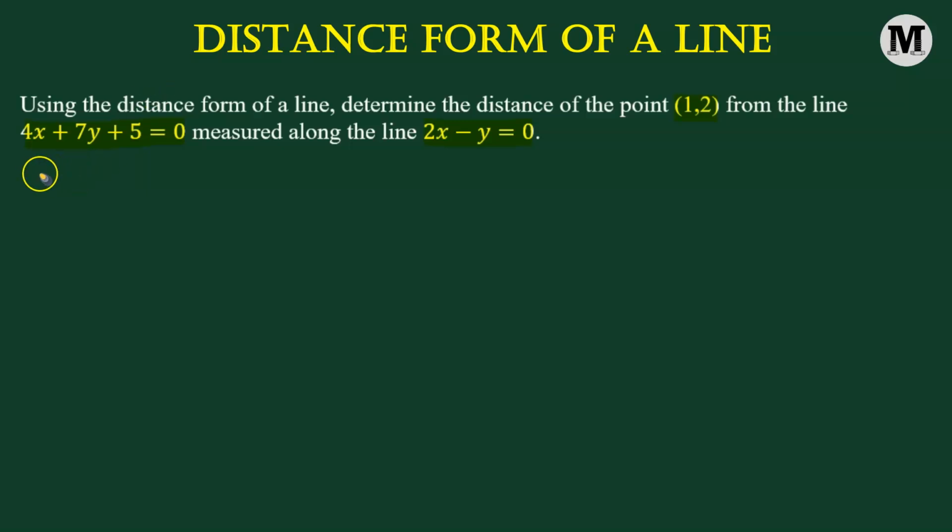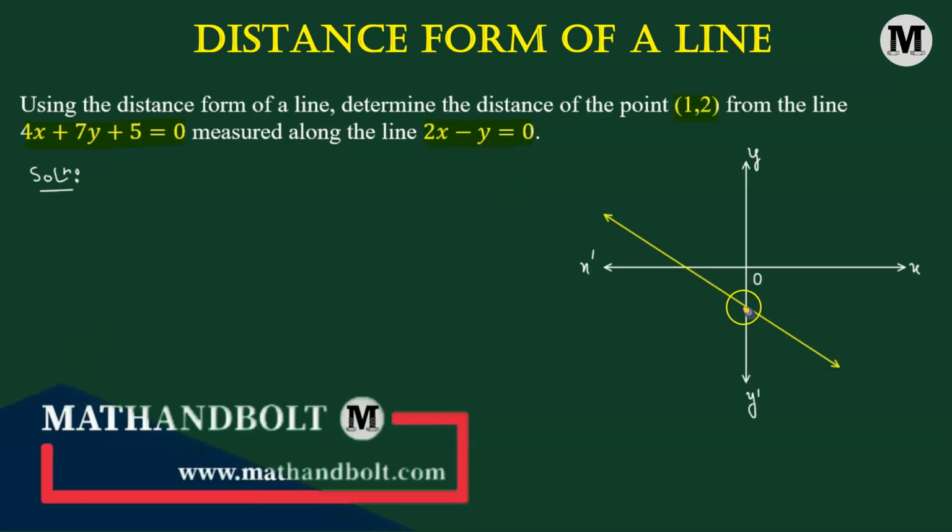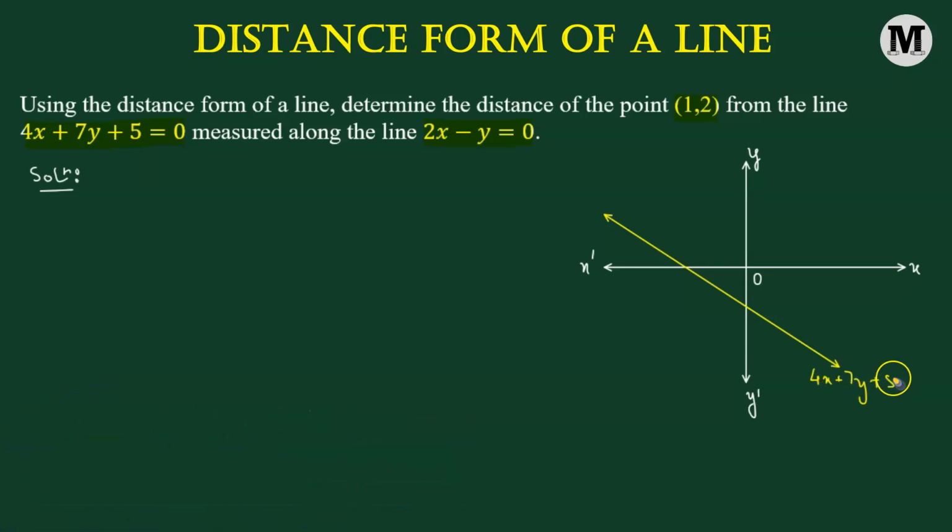Okay, so let's try to understand the problem graphically. For this, we are going to consider the xy coordinate plane. Let us consider the line with the equation 4x + 7y + 5 = 0. Then we're going to consider the point (1, 2). Clearly, that's a point which is going to lie in the first quadrant. So here we have the point (1, 2). Let's name this the point A.